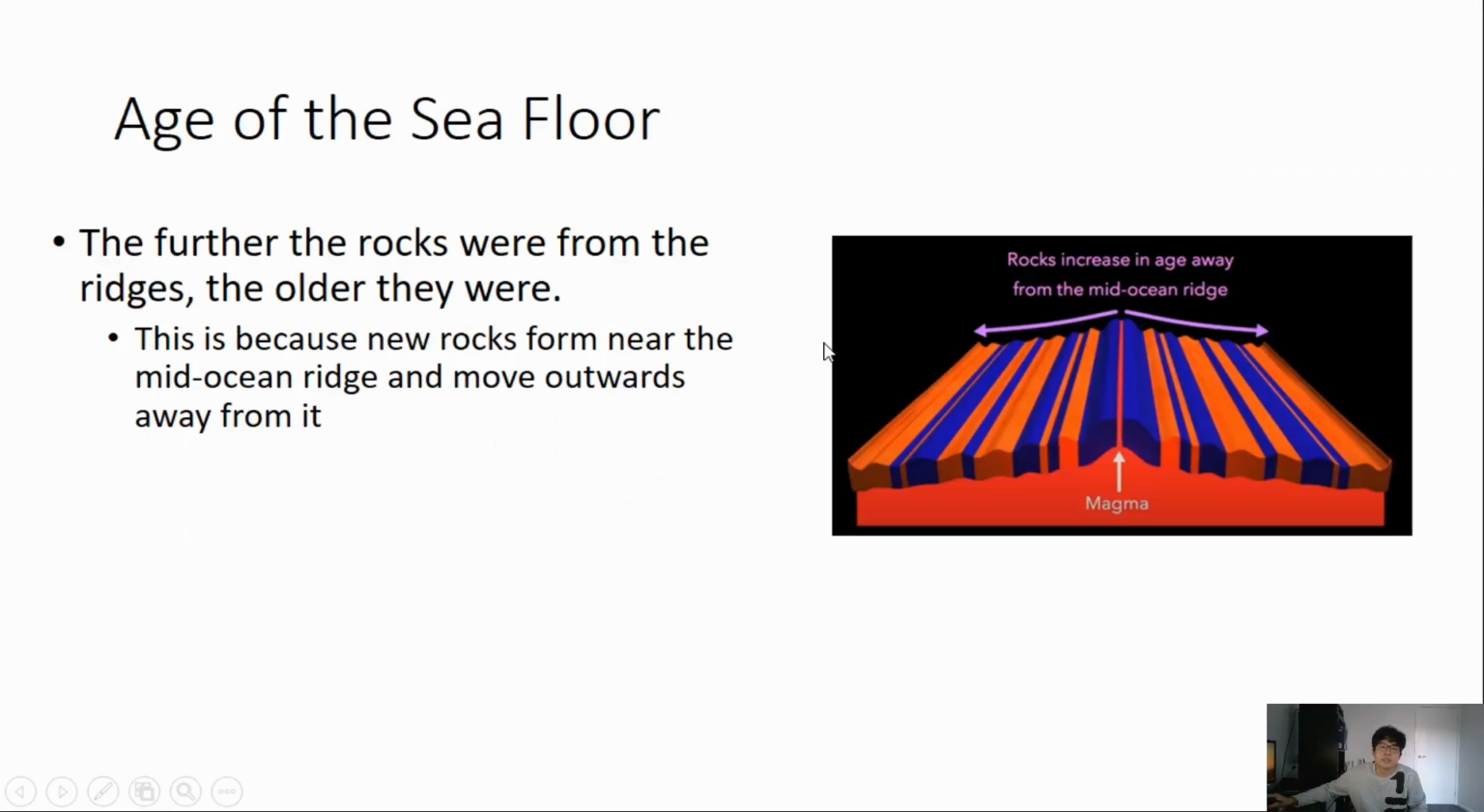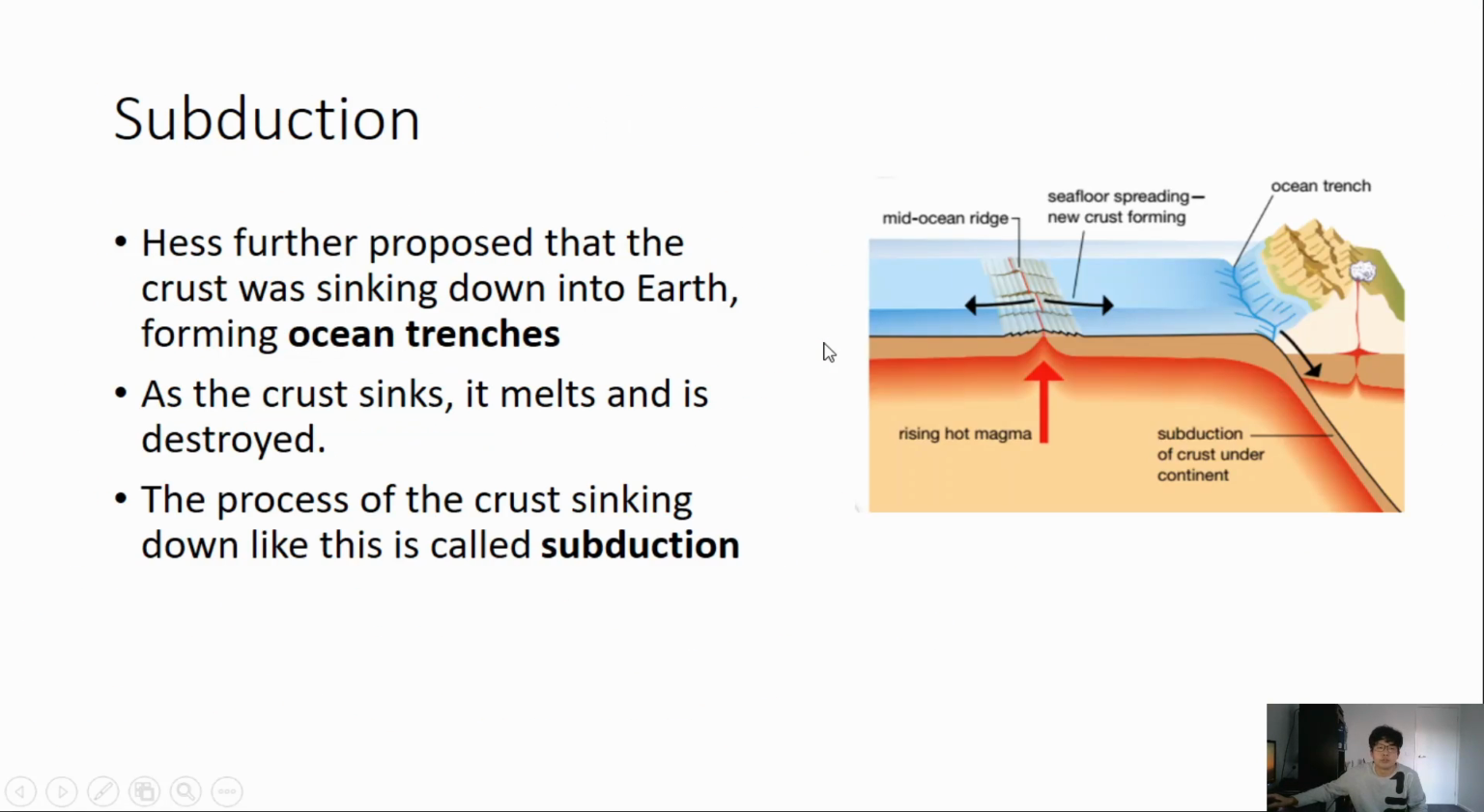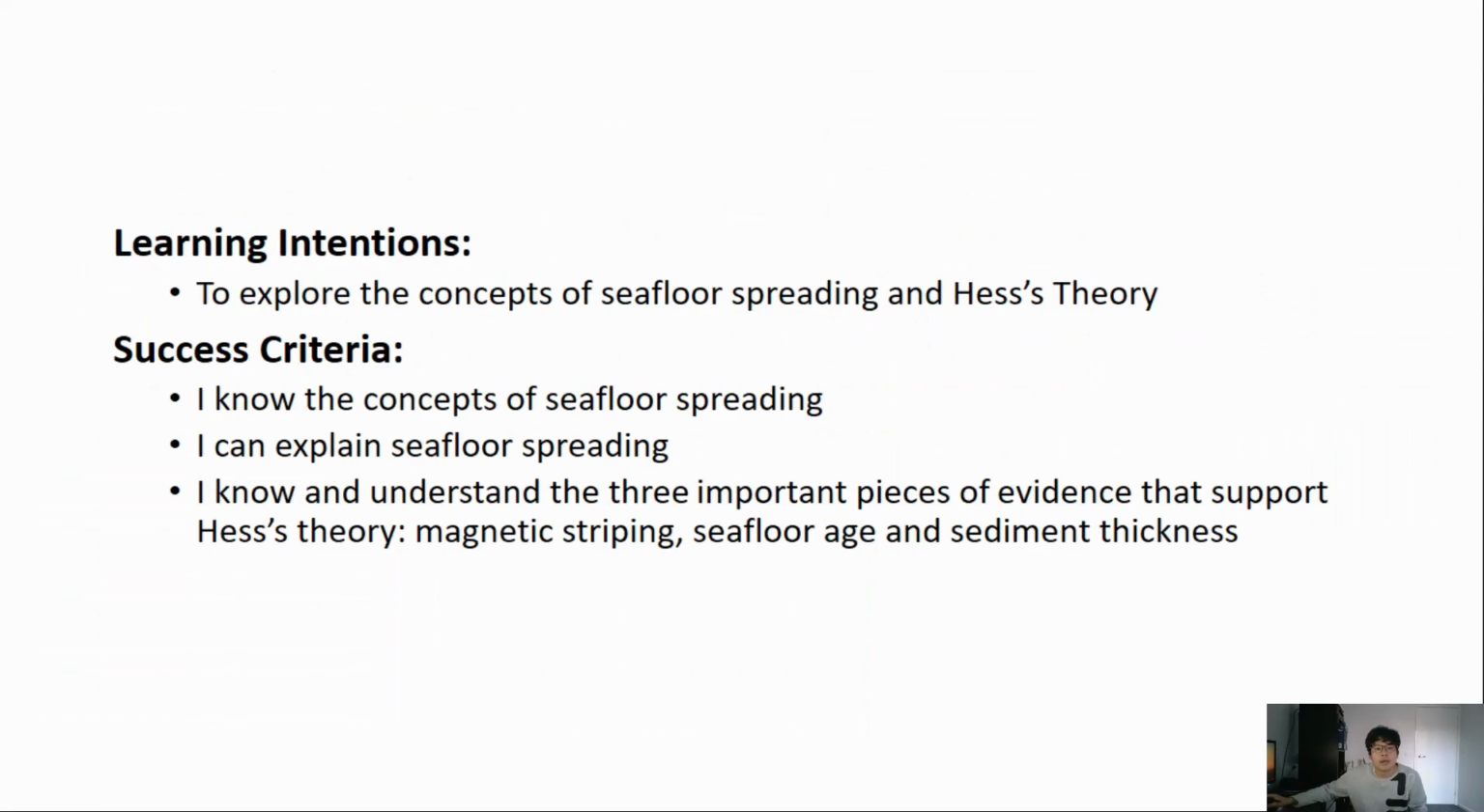Alright, so now that brings us to the end of this lesson. Hopefully you guys do know a bit more about seafloor spreading now, and you know the concepts of seafloor spreading, can explain what it is, and finally understand the three important pieces of evidence that support Hess's theory of seafloor spreading, which are magnetic striping, seafloor age, and sediment thickness.